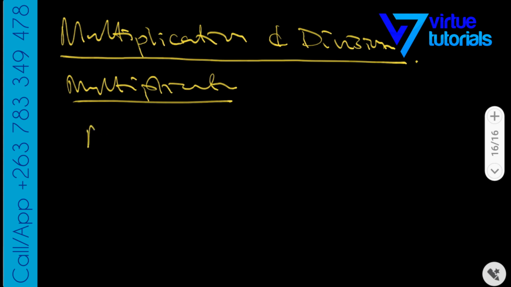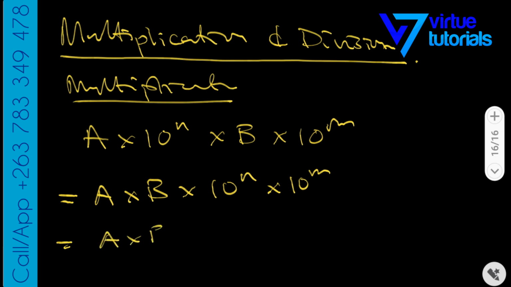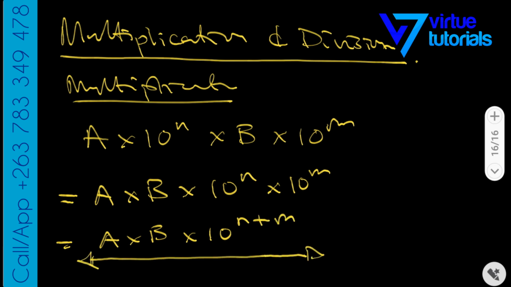If I have a times 10 to the power n times b times 10 to the power m, all I need to do is simply rearrange so that a multiplies b, then the 10s multiply each other: 10 to the power n times 10 to the power m. I'll end up with the product of a times b, then times 10 to the powers add by laws of indices, to n plus m. So you simply make the numbers multiply each other and the 10s multiply each other, and the 10s will add powers by laws of indices.